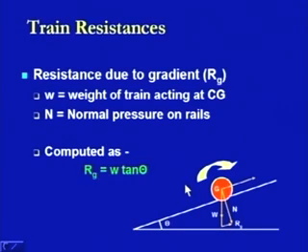In this case, the resistance due to the gradient is computed as W multiplied by tan theta, where theta is the angle of inclination. The assumption is that this angle theta is quite small, and therefore sin theta can be taken as equal to tan theta. In this triangle, looking at W and Rg, with this angle as theta and this being 90 degrees, Rg can be defined as W tan theta. This is how we compute the resistance offered by the gradient.